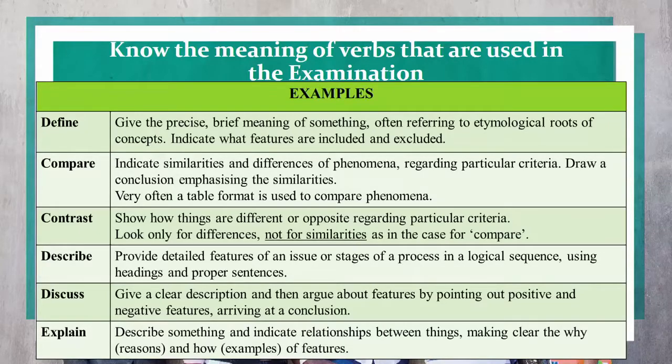Then you should read on these slides what we expect you to do. Contrast: here you need to show how things are different or opposite regarding particular criteria. Here you need to look only for differences, but not similarities, like when you are comparing. Describe: you should understand what we expect when we ask you to describe. Discuss, explain, and so on. These words are a lot. I've just given you a few, but if you look at your book, you'll find a lot of them.